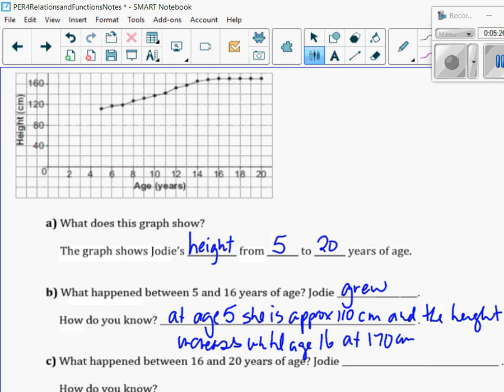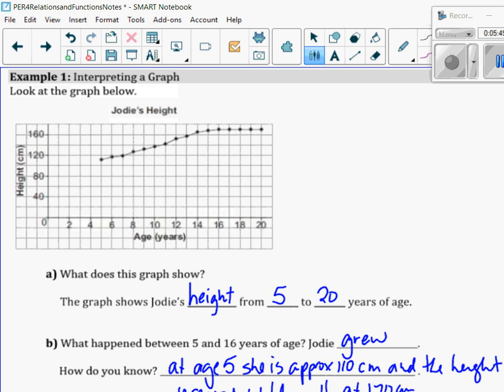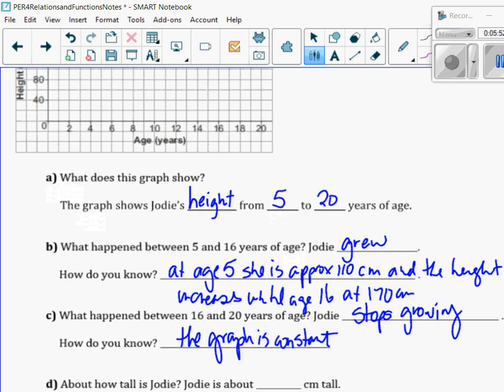She kind of just stops growing, right? Stops growing. How do you know? The graph doesn't increase. The graph is constant. How tall is Jody? Would you say 170? 170? Yeah? Okay, so it seems like people know how to do this. It seems kind of like this is way too easy, so don't take this for granted. You should practice a little just to make sure you're not missing anything, okay?